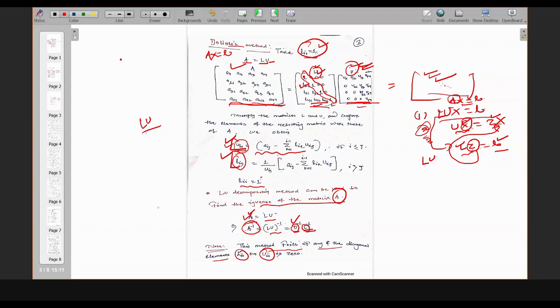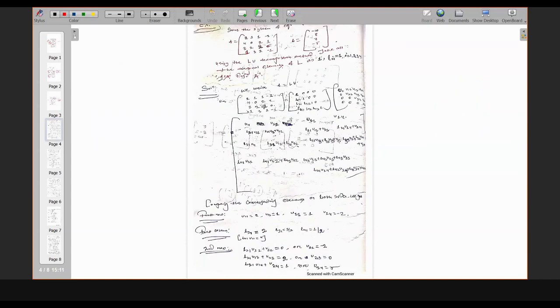I can show where you cannot apply the LU decomposition method, and in that case either L_ii or U_ii equals 0. I will give you one example. This problem came in the examination that I am going to discuss.